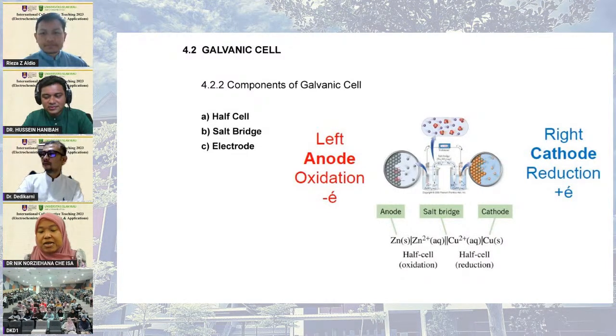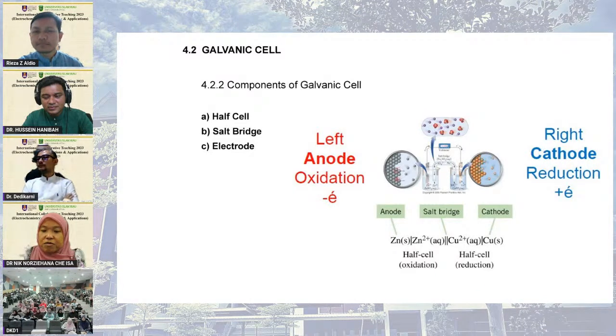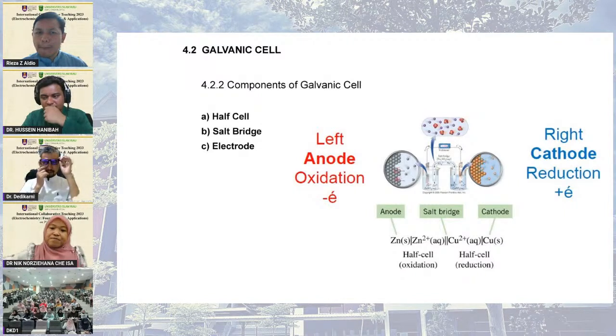Usually we place the oxidation at the left hand side, and the reduction will occur at the cathode, usually at the right hand side. Right, so from the system here, this is the way to write the cell notations for this galvanic cell. Okay, so look at the anode first.